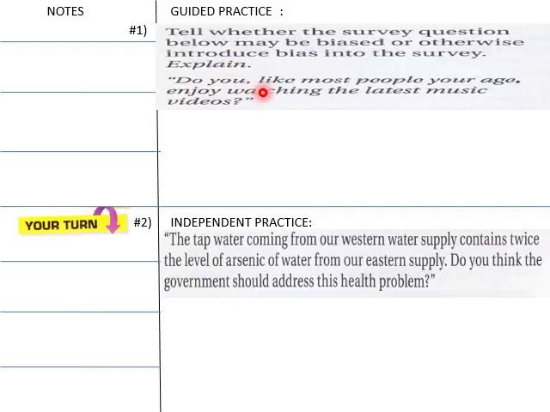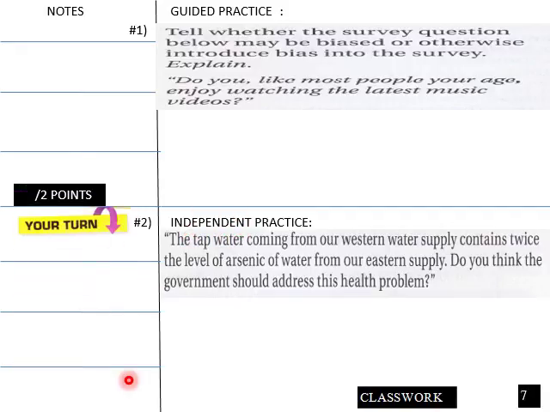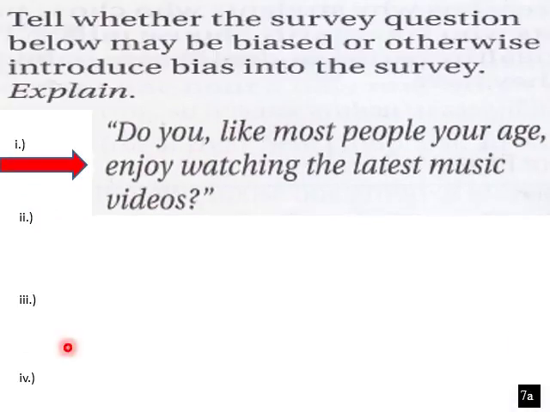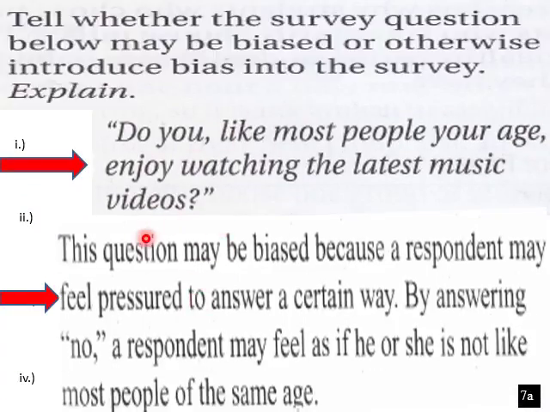Okay, our guided practice here. Tell whether a survey question below may be biased. Do you, like most people your age, enjoy watching the latest music videos? And then students, here's yours here. Mine's 2 points, yours is 4 points, so students should work. And we'll do the guided practice here. Do you, like most people your age, enjoy watching the latest music videos? The question may be biased because a respondent may feel pressure to answer a certain way. By answering no, a respondent may feel as if he or she is not like most people of the same age.